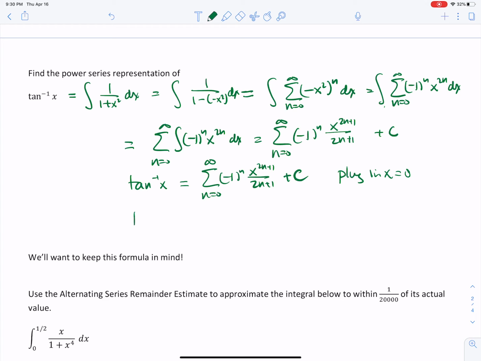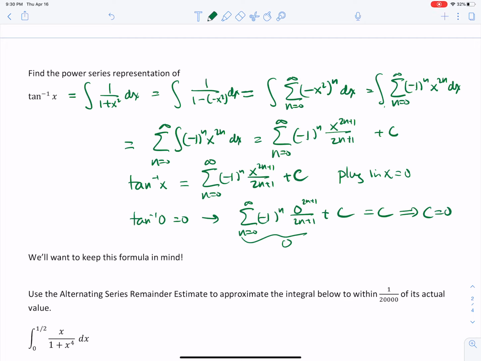Well, tan inverse of 0 is 0, which means that I need this sum to be 0. But if I'm plugging in zeros for x everywhere, this is all 0. And so I just get c. And so that tells me that c is equal to 0.